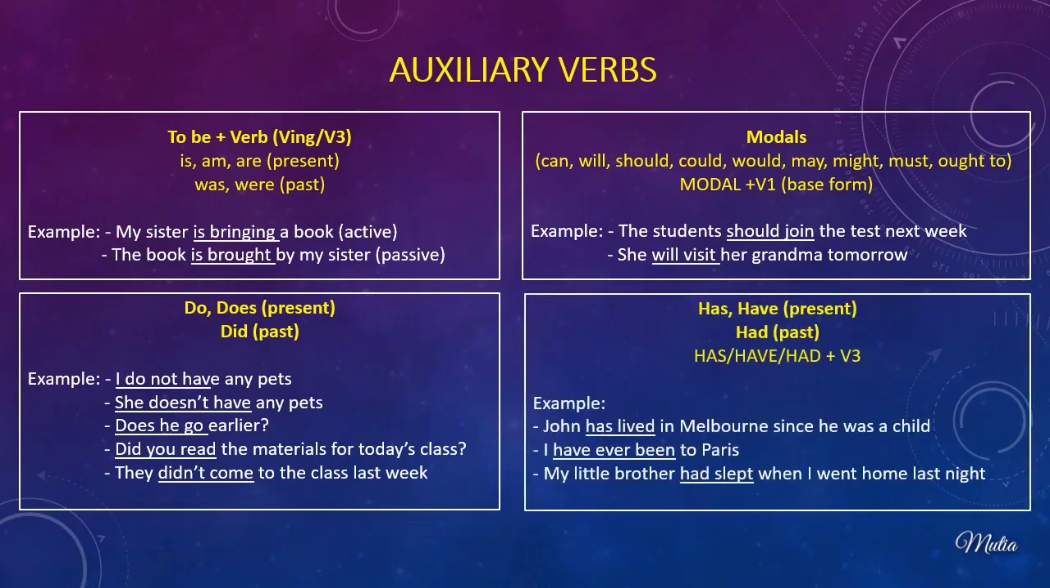The last, the auxiliary has, have, and had. Has and have for present time. Had for past time. The auxiliary has is used for the subject she, he, it. The auxiliary have is used for the subject I, you, they, we. The auxiliaries has, have, and had should be followed by verb 3.